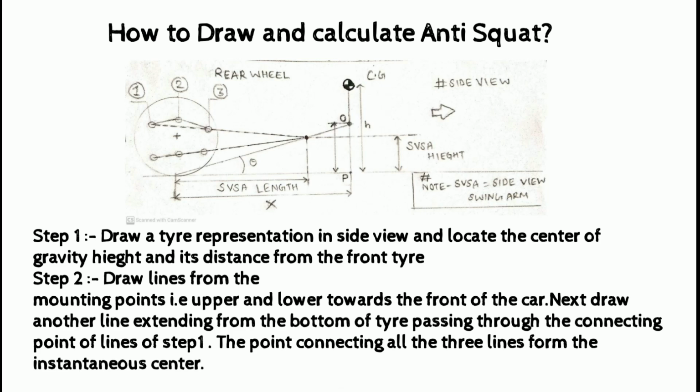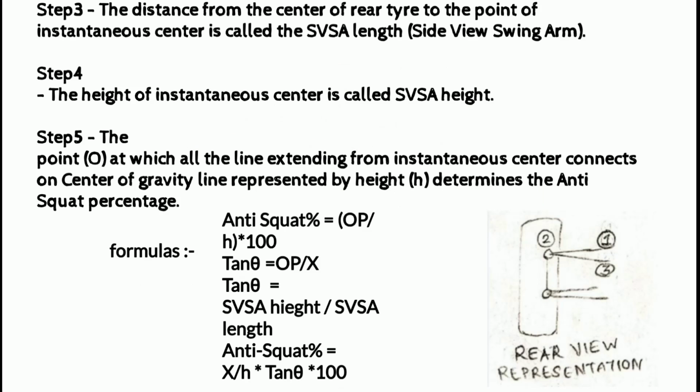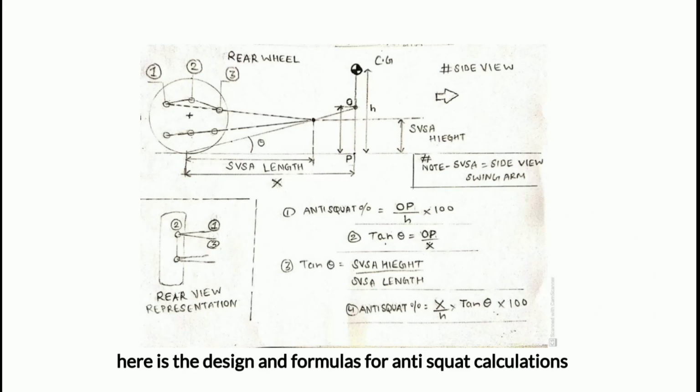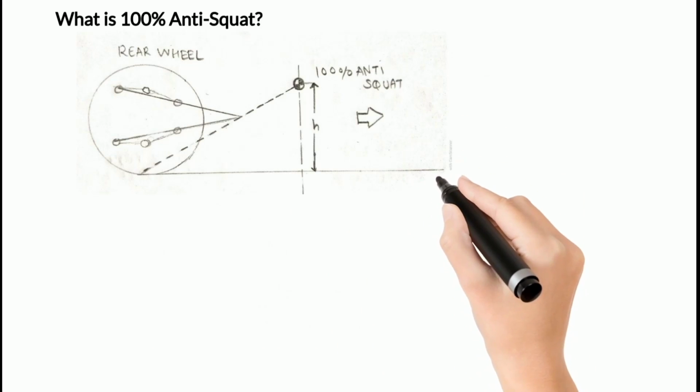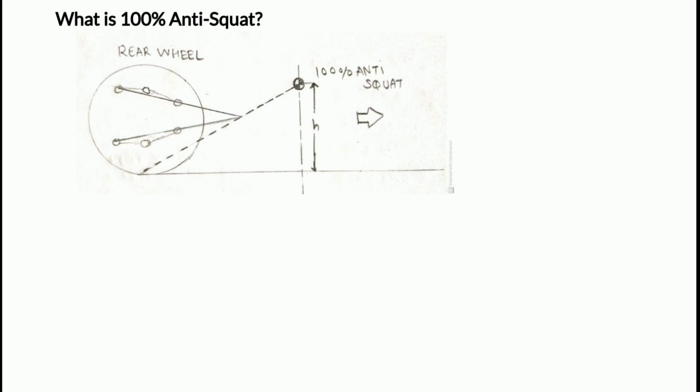For step 5, the point O at which the line extending from the instantaneous center connects on the center of gravity line, represented by height h, determines the anti-squat percentage. Now here are some quick formulas which you will require for calculating the anti-squat percentage of your design of the car. So here is a quick representation of the anti-squat and the formulas you will require for the calculation.